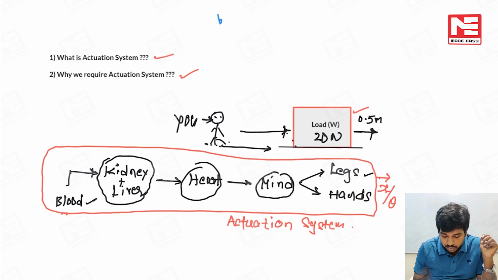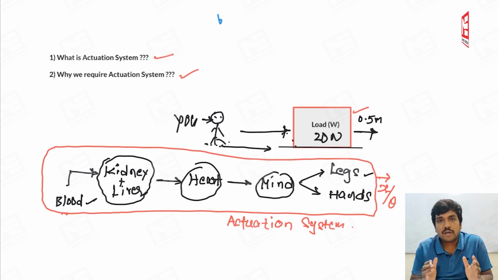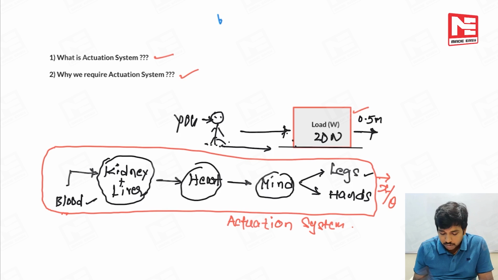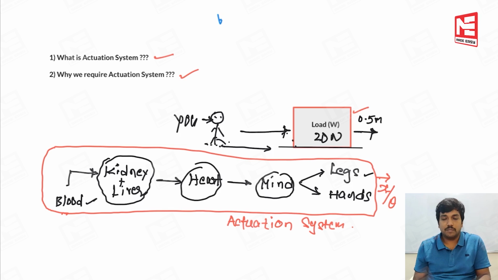So all these devices or all these organs which are connected together form a particular system to perform some particular work, right? So this chain of organs all together is called an actuation system.